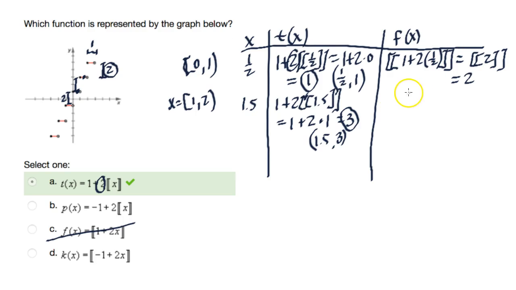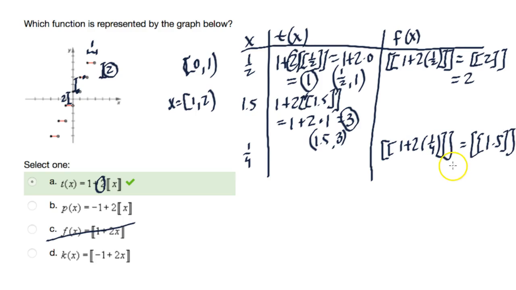So let's just look at one more value in this f of x function. Let's just plug in 1/4. So it would be 1 plus 2 times 1/4 for this f of x function. And this will end up being 1.5, as you'll see. So this will end up being 1. We don't need the bracket. This will round down to 1.